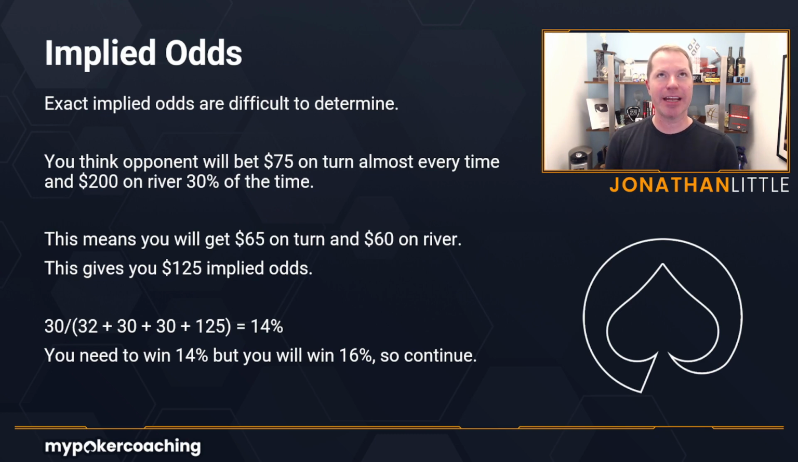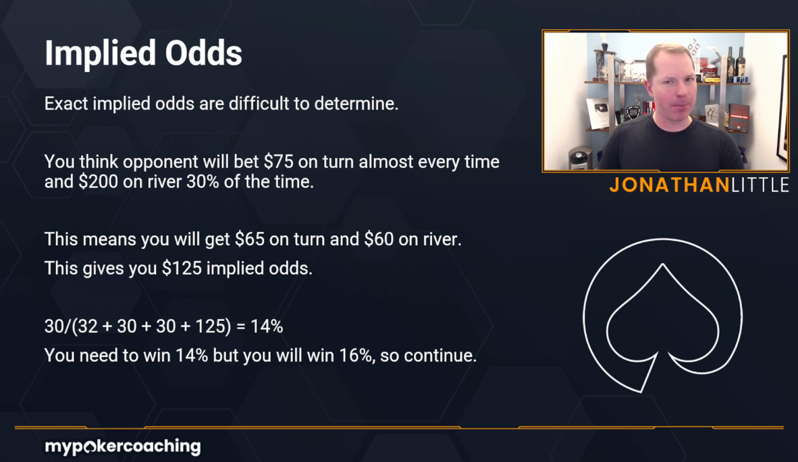And let's say if they bet the turn, you think they're going to bet the river for $200 roughly 30% of the time. This means that you will get $65 in on the turn, on average, because maybe you take 75 times 0.85 or something like that, since you think they're going to bet 85% of the time. And then you can get $60 on the river, which is $200 times 30%. Again, kind of rough math, but this gives you roughly $125 in implied odds. And that amount should be added to the amount you can potentially win.